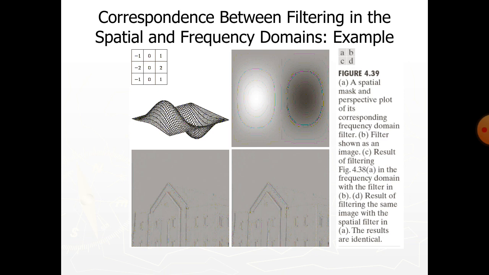Here figure A shows the perspective plot of H(u,v) and figure B shows H(u,v) as an image. The function H(u,v) is used like any other frequency domain filter in the procedure. Figure C is the result of using the filter just obtained in the procedure outlined in this section, used to filter the image in image A. Figure D shows the result of filtering the same image in the spatial domain directly using h(x,y).